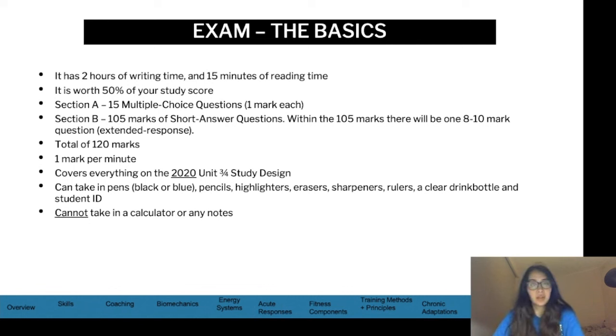So the exam is pretty big. It's worth 50% of your entire study score, which is quite a lot. It's pretty much a mark per minute.